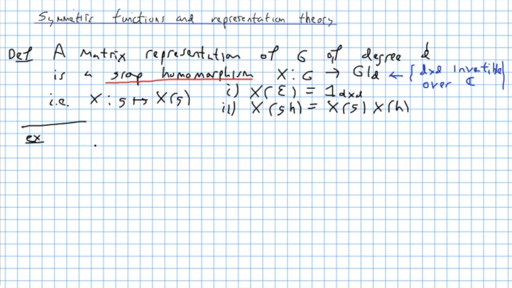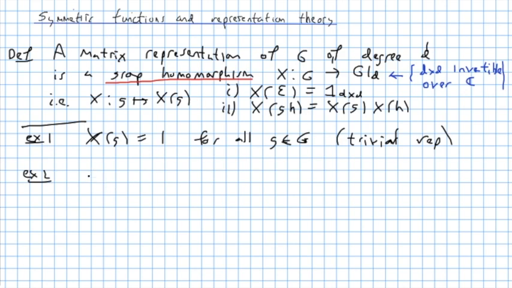So what's an example of a degree 1 representation? If we send X_g to be just 1, the complex number 1, for all g, this is a representation. You can check, and this one's called the trivial representation. That's my first example.